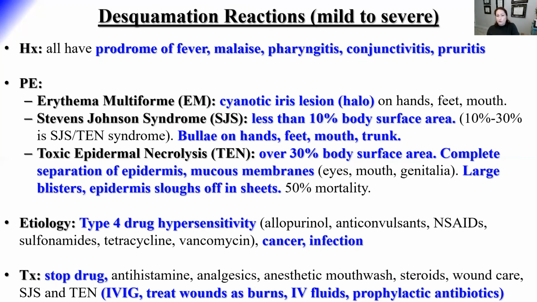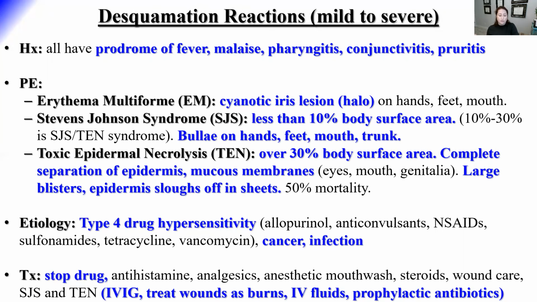Erythema multiforme is associated with a cyanotic iris halo lesion, and this most commonly occurs on the hands, the feet, and the mouth. Stevens-Johnson is when you get bulla on less than 10% of the body surface area, and they most commonly occur on the hands, the feet, the mouth, and the trunk. If you have 10 to 30%, that's called SJS-TEN overlap syndrome.